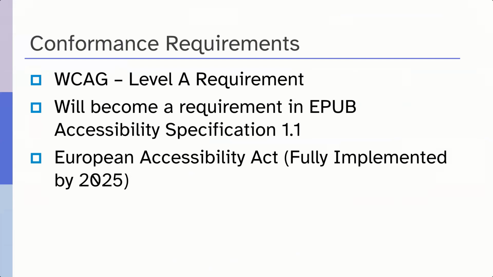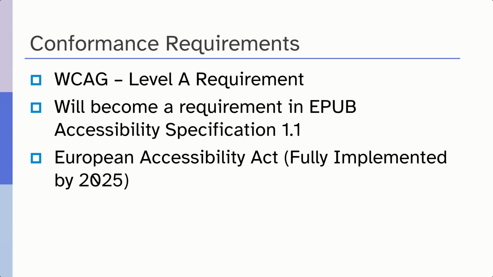So the conformance requirements, we know that in WCAG, even at the single A level, text equivalence for graphics is a requirement. When we did the EPUB accessibility spec 1.0, we relaxed that requirement and didn't require extended descriptions. But with the revision of that specification that's going on right now, and we just released the first public working draft, we have said that it is a requirement in the EPUB spec to have extended descriptions where required.